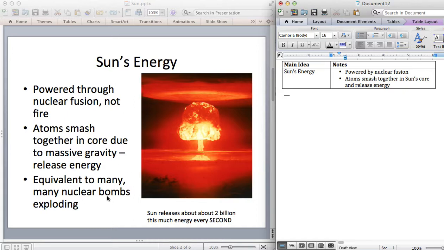So this is equivalent to over 2 billion nuclear bombs exploding every second. All right, so that's where the sun gets its energy from. The important thing is that it can burn in space because it's not actually fire like we think of, right? It's a nuclear process that doesn't require any oxygen.